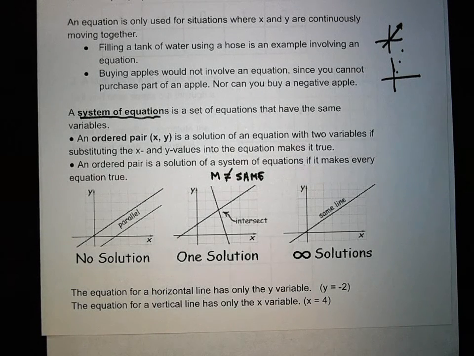If your slope is the same, it could have infinite or no solutions. Does that make sense a little bit? We'll talk about vertical and horizontal lines. They are different. A line that's completely vertical, that goes straight up and down, only has an x value, doesn't it? Because it never touches the y. A line that goes left to right only has a y value because it never reaches the x.